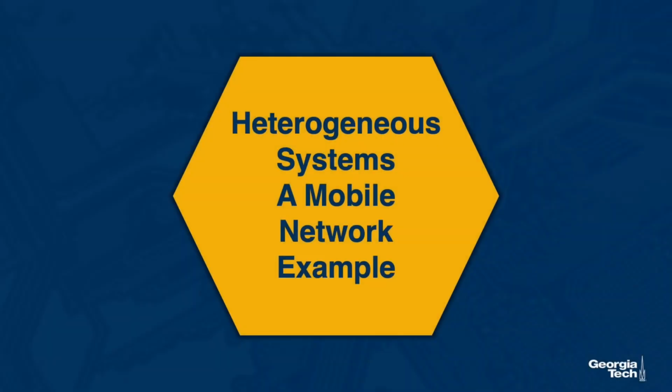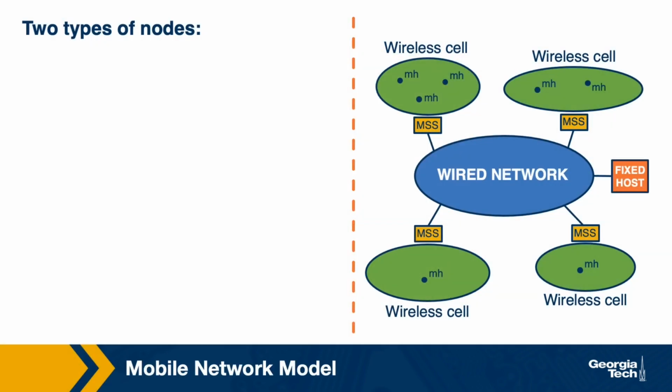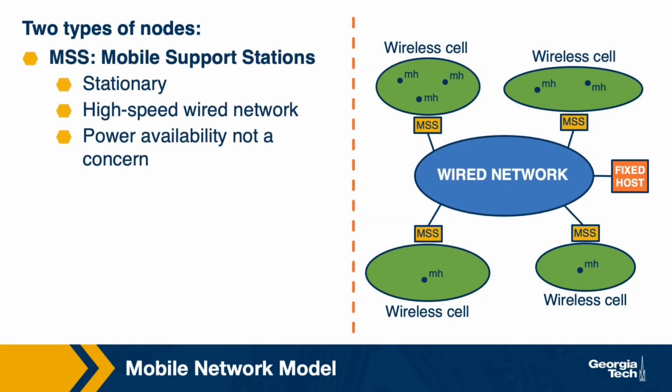In short, when the systems are heterogeneous and include different types of elements of the system, different types of connections, this needs to be factored into the design of the various algorithms that are used in the system. And we'll take a look at this by using mobile networks as an example. In a mobile network, there are two types of nodes. There are these static base station nodes. In the reference paper, they're referred to as mobile support stations. These are interconnected via some high-speed wired network, and there is a stable source of power here, so power availability is not that much of a concern.